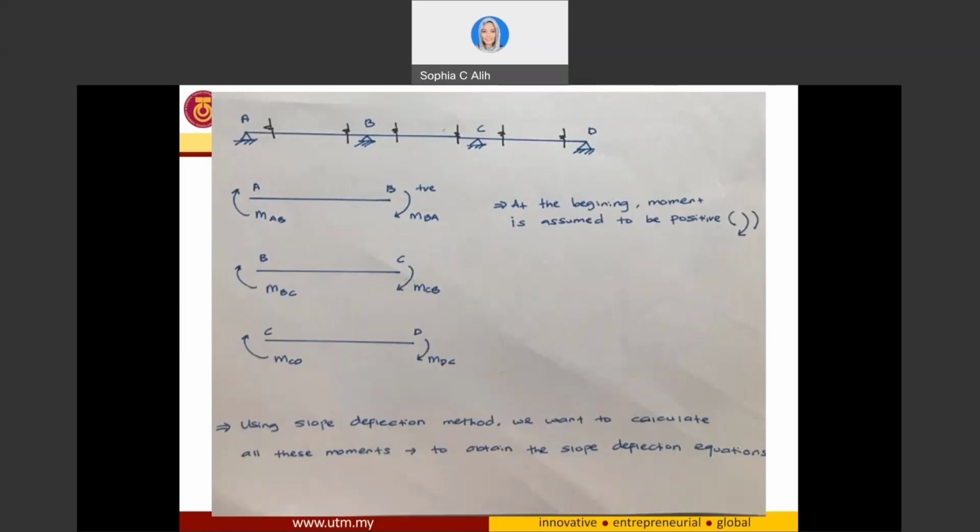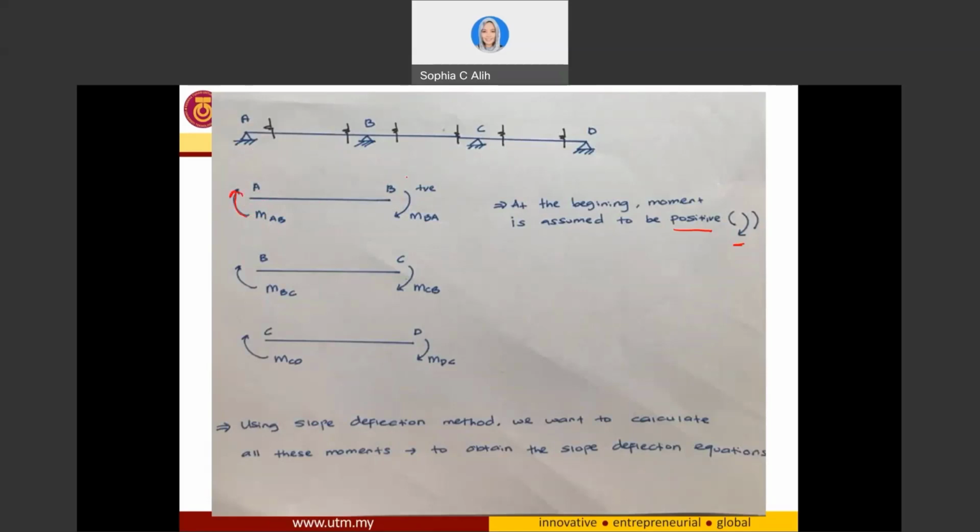So for this end moment at the beginning, the moment is assumed to be positive. So for positive moment, the direction is clockwise. Okay. So if I cut member AB, it will be something like this. And for the end of A, I will have an end moment. I name it as moment AB. So it is acting in the clockwise direction.